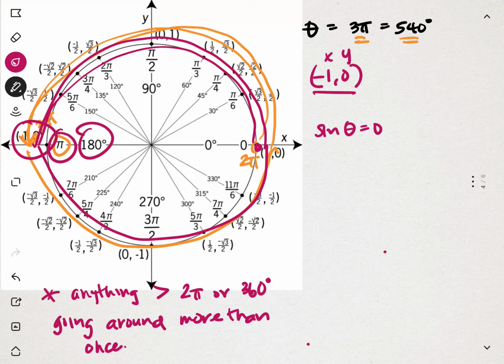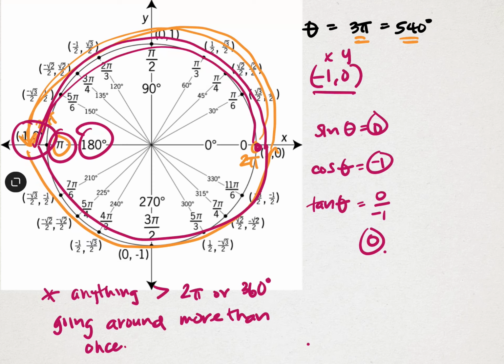Sine theta is 0. Cosine theta is -1. Tangent, again, is y over x, so that's 0 over -1, which is 0. Then we're going to do our reciprocals. Remember, 1 over 0 is going to be undefined. The reciprocal of -1 is -1. And then again, when we do -1 over 0, that's going to be undefined.